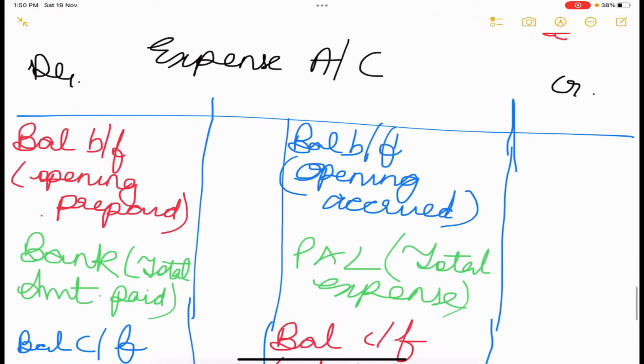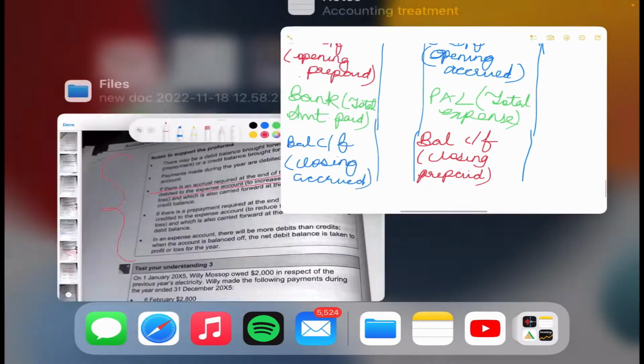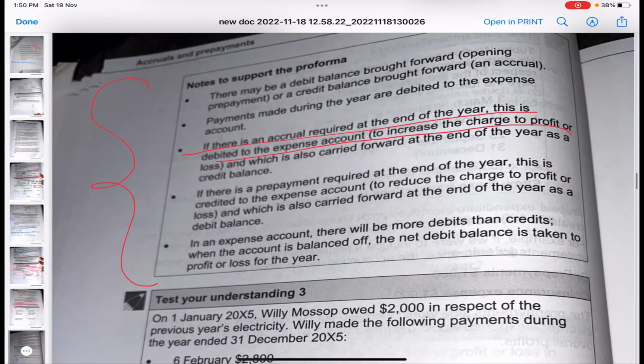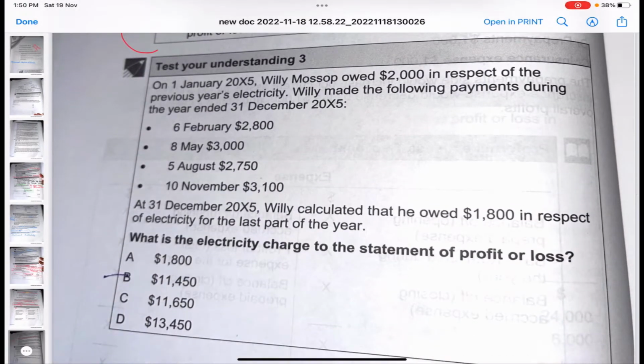I hope you have written this. That's what they have explained in the notes, so you can read it. Let's start with our questions. So we have test your understanding 3. Now, in this question, we have to make an expense account and solve the question. We'll do it together. Now we know the entire format.